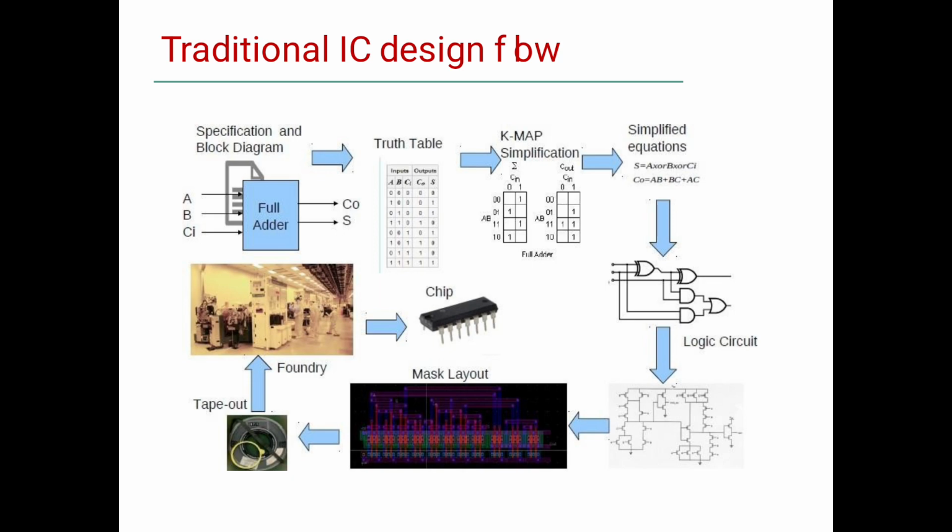Traditional IC design flow starts with, for example, a full adder. The truth table is considered, a K-map is done, a simplified version of the logic circuit is constructed using a physical design mask layout, and then it goes to tape out and foundry. Finally, the chip is done. Here it is a basic IC design flow.